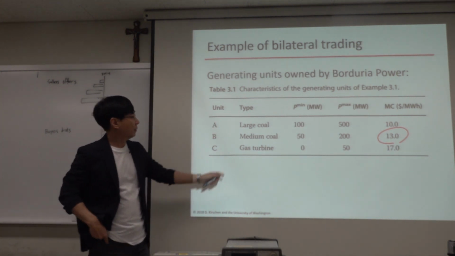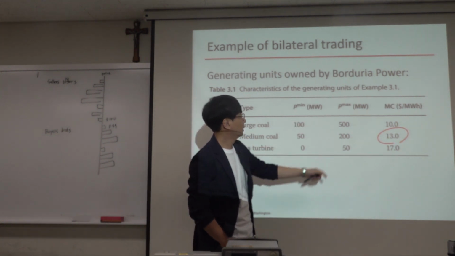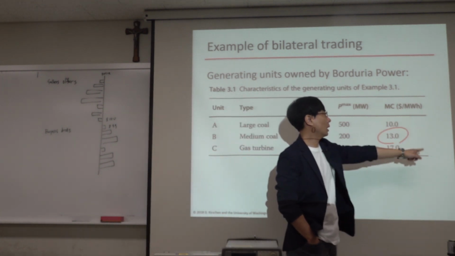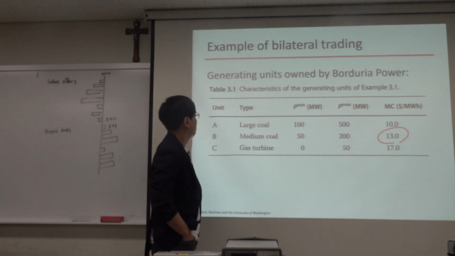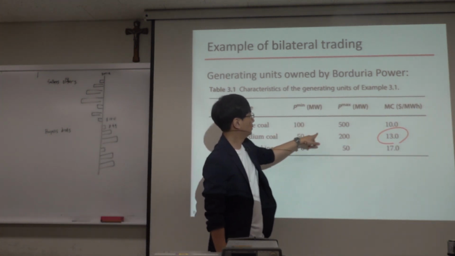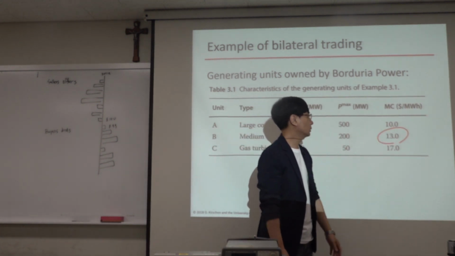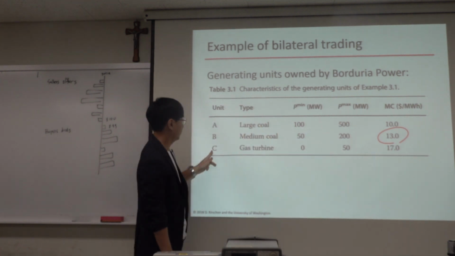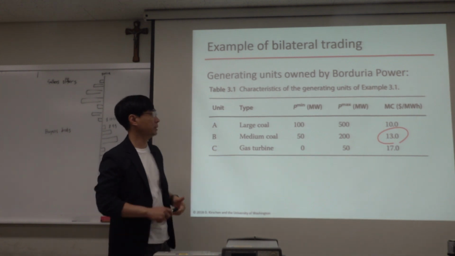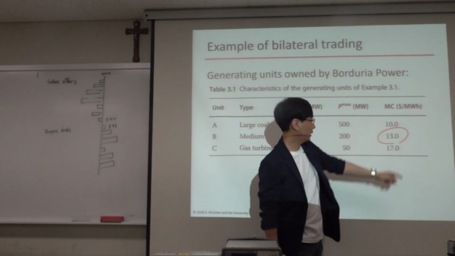So type A is based on large coal, minimum power 100 megawatt, maximum power 500 megawatt, and the marginal cost per megawatt hour is $10. Unit B is medium coal, with its own minimum and maximum, and the marginal cost is higher than that. And this is a gas turbine based on natural gas. This is the most expensive one. So typically that's true, the marginal cost is a lot higher than that.